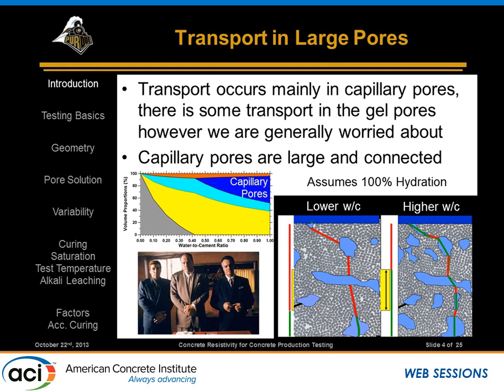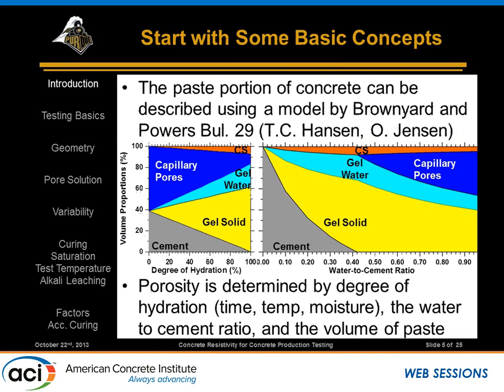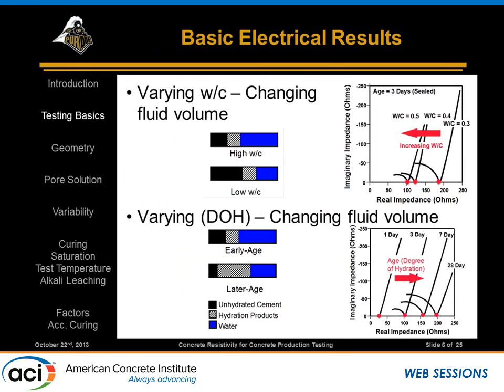So when we start to think about transport, we really have to think about our friends the Sopranos. All right, transport is really dictated by the pores that are big and the pores that are connected. All right, so really we're trying to get a measure that tells us about the pore volume and its connectedness, and this is why electrical properties are really what we're after. So it's really the paste portion that we're interested in, and we can describe the volume of these big pores, right? They change with hydration, they change with water to cement ratio. So it's really porosity changing with time, temperature, and moisture content that's really what we're trying to look at.